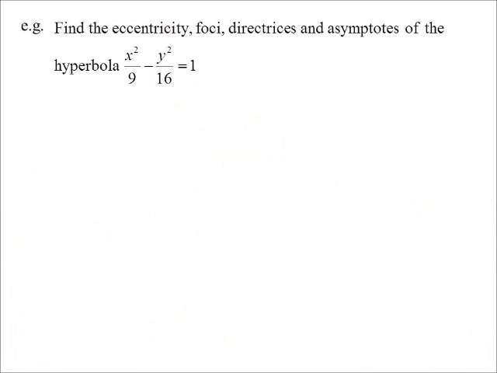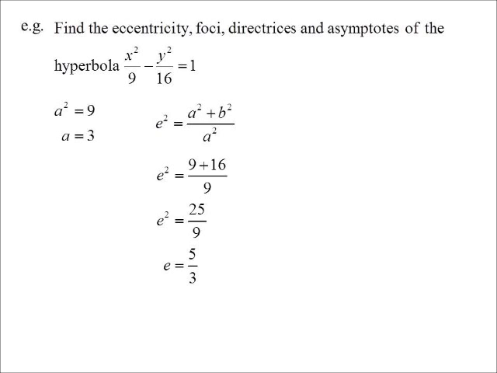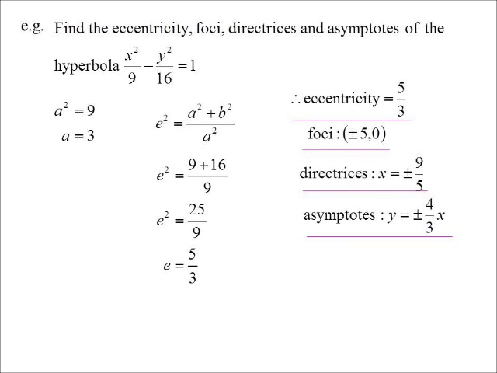Well, let's do a basic one. X squared on 9 minus y squared on 16. It is our standard one. Eccentricity. Well, a squared is 9. A is 3. Eccentricity then, a squared plus b squared on a squared. I get 5/3 for the eccentricity. So I've got that. Foci, a times e. We get 5. Directrices, a divided by e. 9 divided by 5. And the asymptotes, b over a, so 4 over 3, plus or minus 4/3 x. There we go.